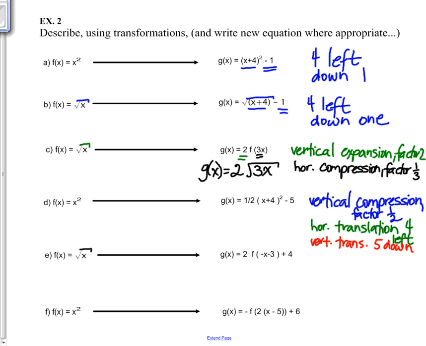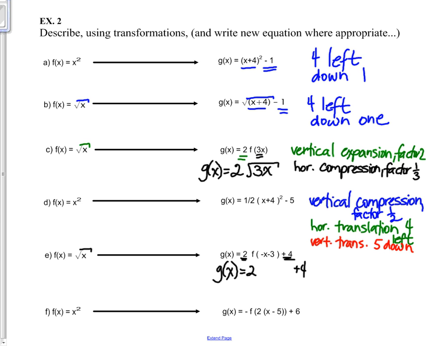E, my parent function is the square root function. I am transforming the parent function to g of x, which is 2 times f of x. Inside the brackets is minus x minus 3, and then a plus 4 on the end. My 2 easiest ones are the ones on the outside, the 2 and the 4. The inside is a little bit trickier. I'm going to do this in a different order. I'm going to rewrite my function using function notation. G of x equals the 2 and the plus 4 are outside of the function.